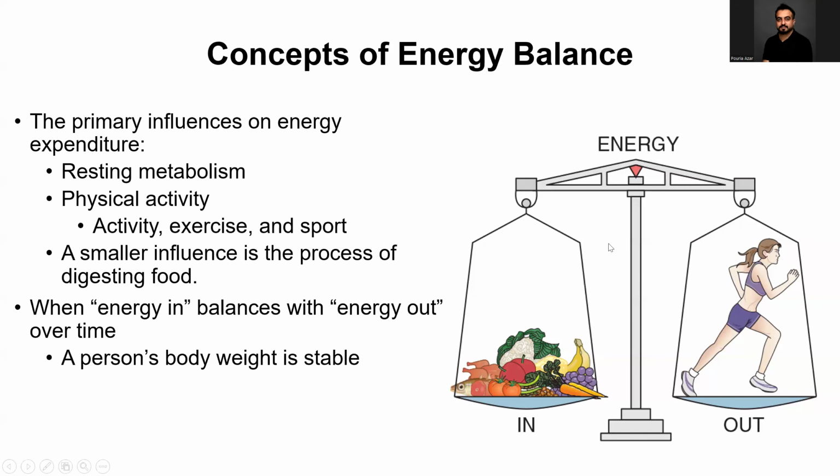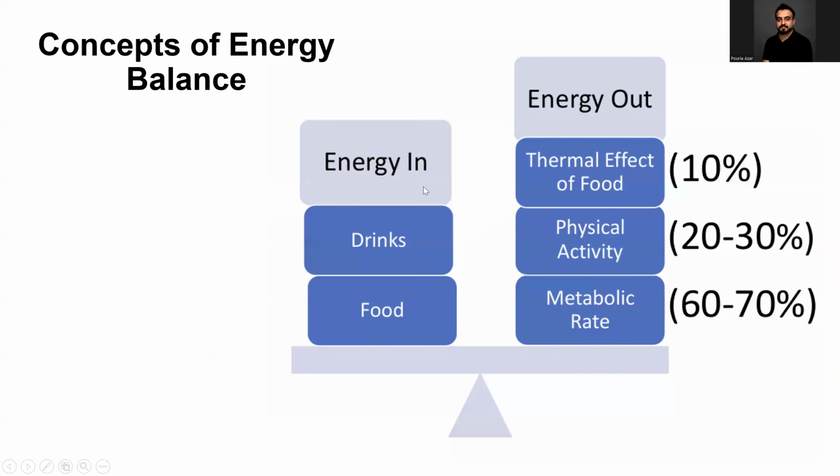And here is another picture for this energy balance. So energy in is composed of drinks and food. These are the items that give energy. And the energy out, remember we said there are three primary influences on the energy out. We have the thermal effect of food, which is the amount of energy we consume for digesting food. And most of the time we consider it to be like 10%. This thermal effect of food accounts for 10% of total energy out, total energy expenditure.